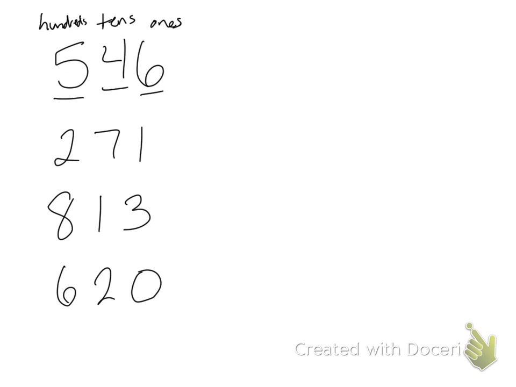Okay, all right, so with the 620, what is the digit in the hundreds place? That's going to be the 6. In 813, what digit's in the tens place? That's the 1. And in 271, what number is in the ones place? That is also the 1.